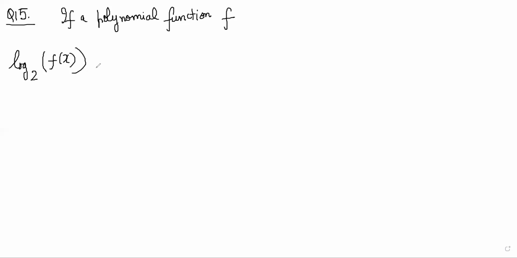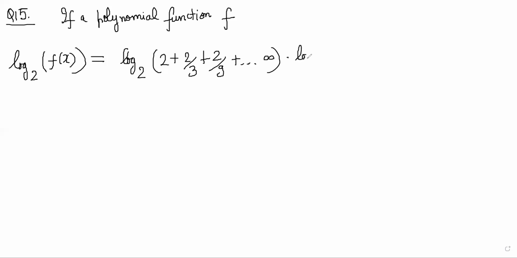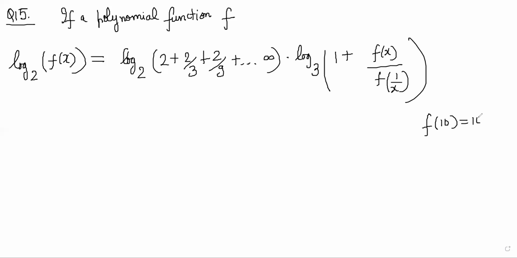He has not mentioned it as GIF, so I'm assuming it is not GIF. It is equal to log 2 plus 2 by 3 plus 2 by 9 plus so on till infinity, multiplied by log 3 of 1 plus f(x) by f of 1 by x. And he has also given f of 10 is equal to 1001. He is asking you to find f of 20.